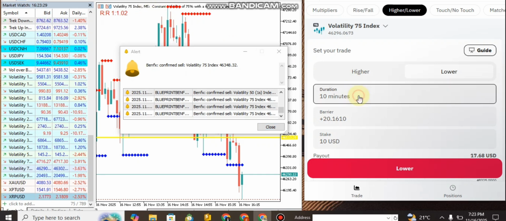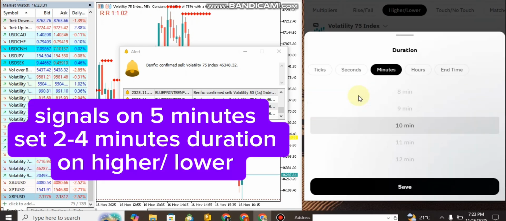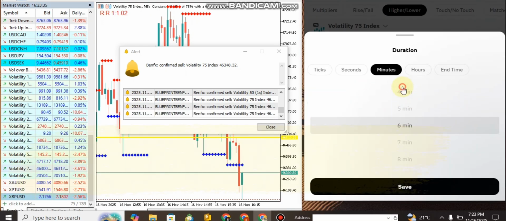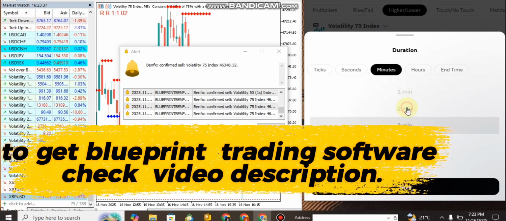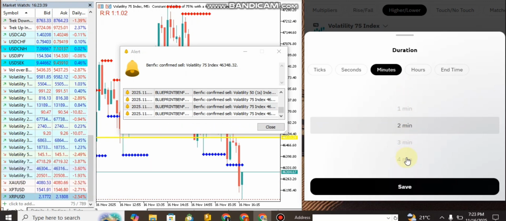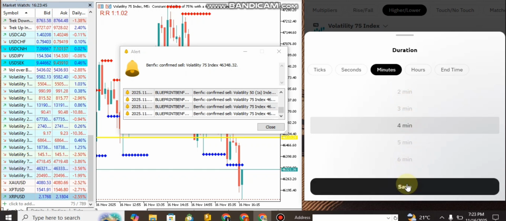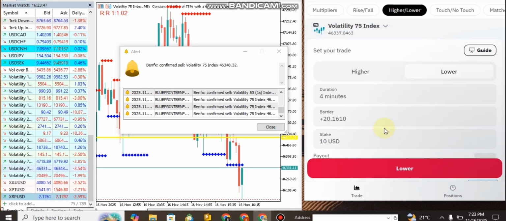So as you can see clearly, I'm on 5 minutes time frame on the software. I must use time also in minutes on DTrader, and I must choose minutes below 5. So at least the best practice is using 3 to 5 minutes. For this case, I have selected 4 minutes.